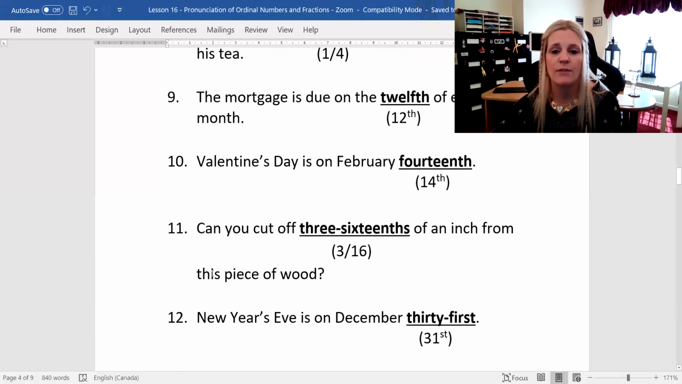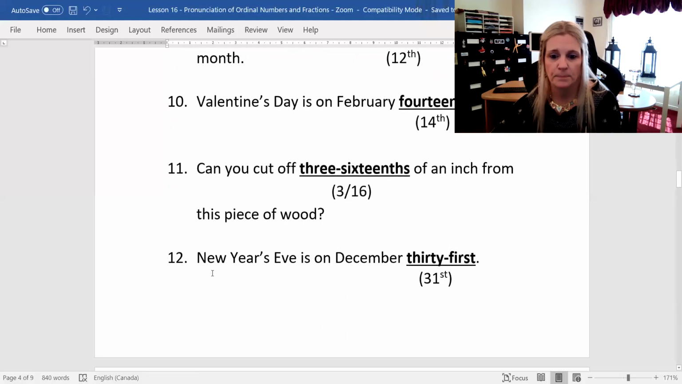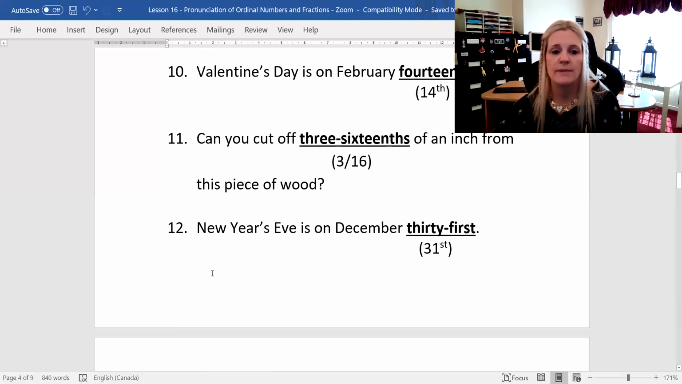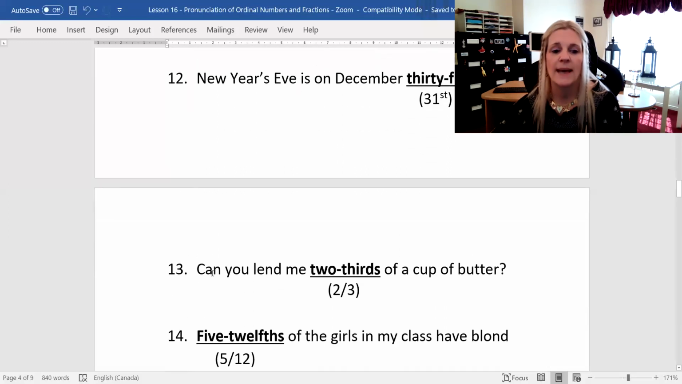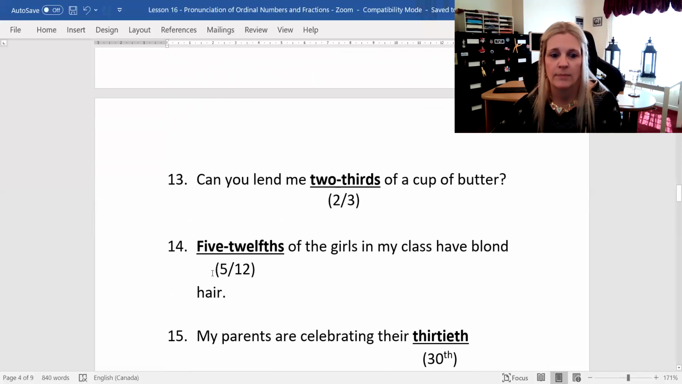Can you cut off 3/16ths of an inch from this piece of wood? New Year's Eve is on December 31st. Can you lend me 2/3 of a cup of butter? 5/12ths, there's that really difficult one. 5/12ths of the girls in my class have blonde hair.